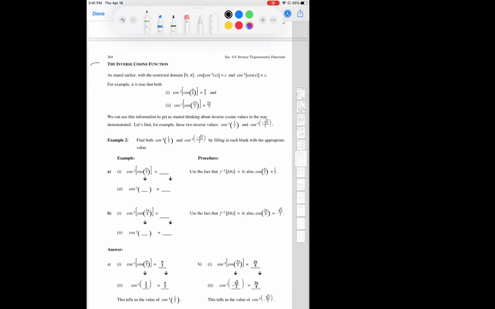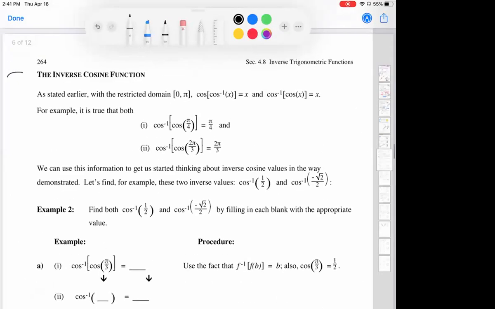All right. The inverse cosine function. As stated earlier, the restricted domain of 0 to pi, such that cosine of cosine inverse of x equals x, and cosine inverse of cosine of x equals x. For example, it is true that cosine inverse of cosine of pi over 4 gives us pi over 4. So what's going on here is that the inverse and the original function, they're undoing each other.